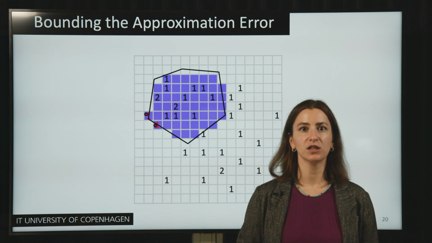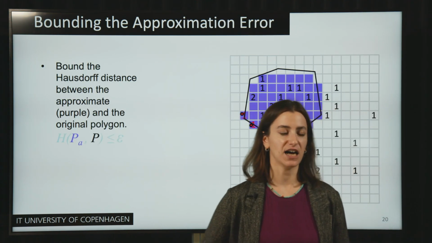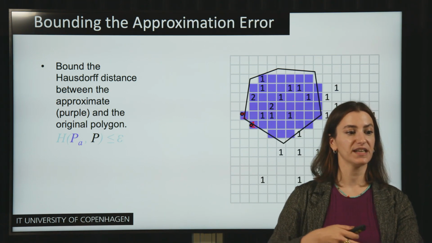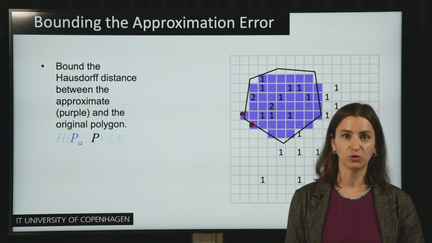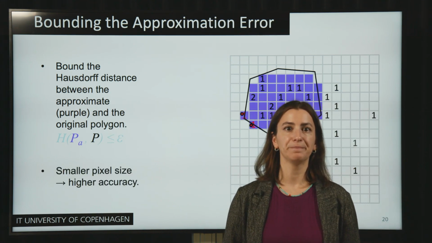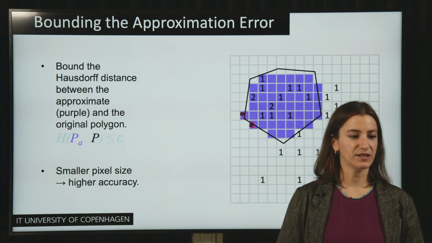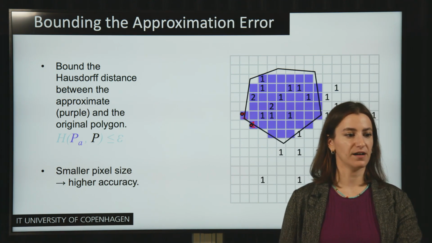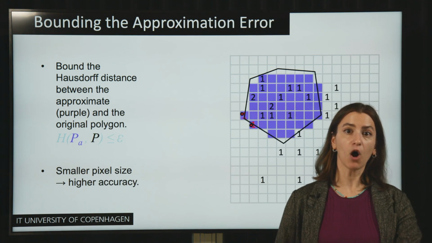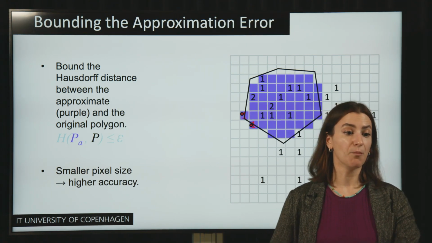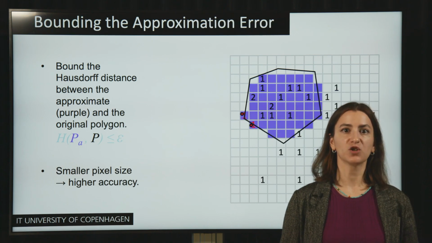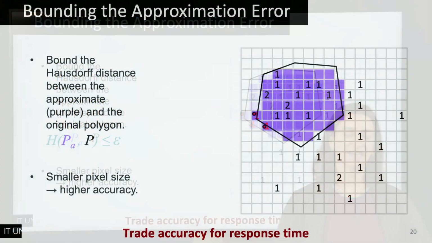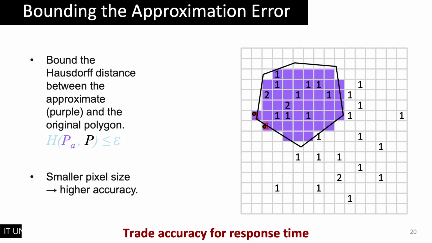Now, I'm not going into details here, but essentially our approach measures the distance between the approximate and the original polygon and can guarantee that it does not exceed a user-defined bound. Essentially, this bound determines the pixel size. So as you modify the bound, you can make your pixels smaller, and then they will approximate your original polygon more closely, and you will get higher accuracy. What also happens, of course, is that drawing at a higher accuracy might be slower, so you are essentially trading response time for accuracy here.